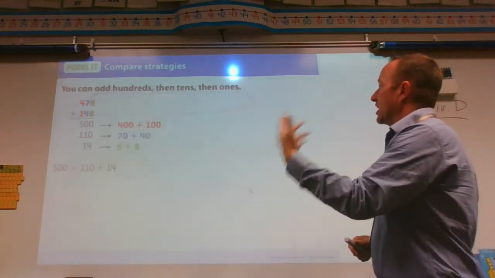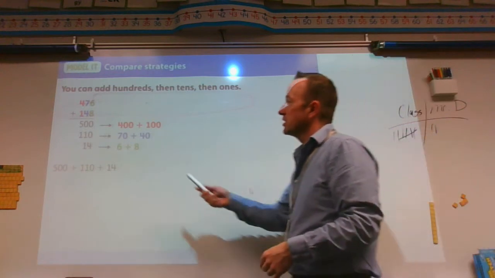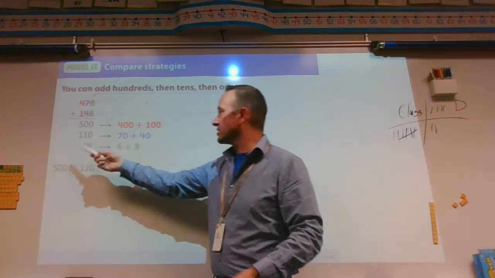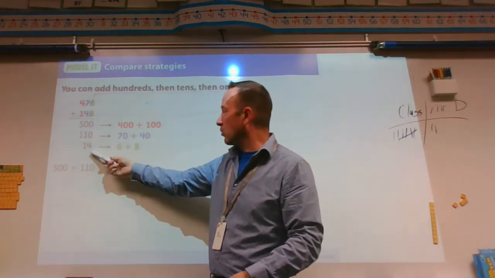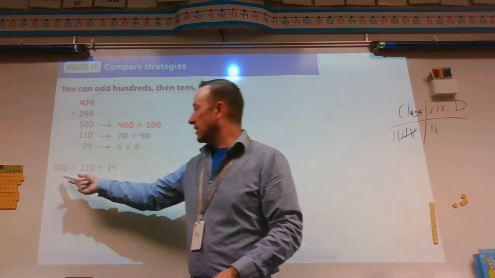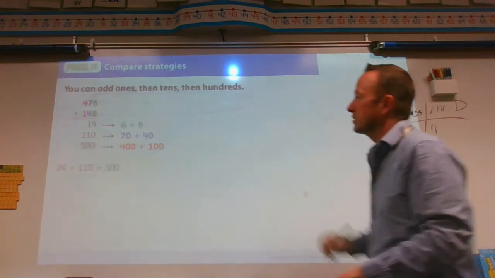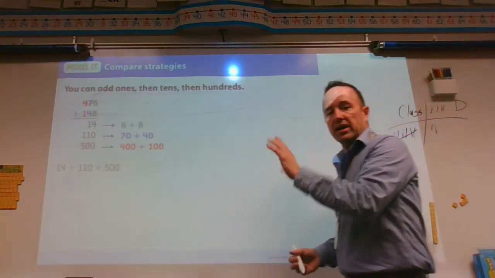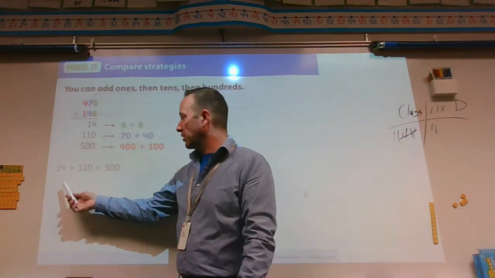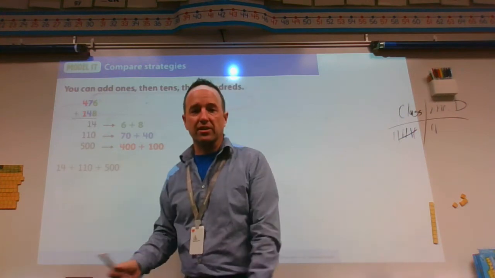Okay, it says you can add hundreds, tens, and then ones. So they took their hundreds, they took their tens, and they took their ones. Okay, they have 500 plus 110 plus 14. You can just flip it, right? Because you're adding, they did 14 plus 110 plus 500, the same thing.